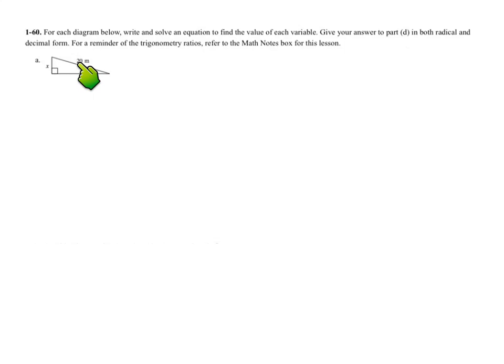We see that we have the hypotenuse and we also have the side opposite the 15 degrees. And so therefore the trig ratio that we have is the sine function, because the sine of the 15 degrees is equal to the opposite over the hypotenuse. But we want to solve for x, and to solve for x we need to get rid of this denominator 20, so we're going to multiply both sides by 20.